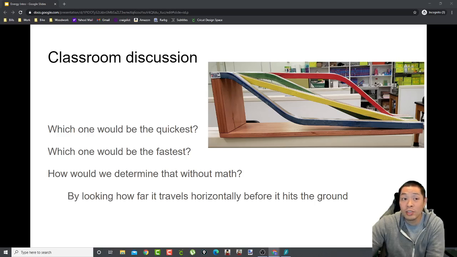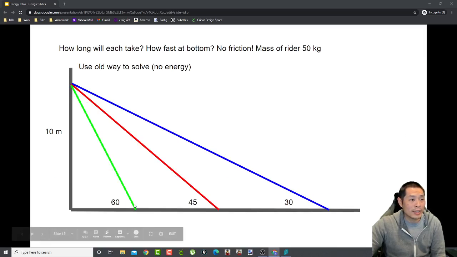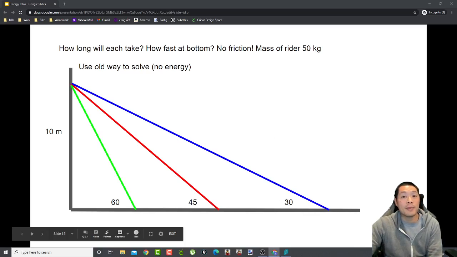So we can actually solve for this if we simplify the problem. So what I did is I just made it into 3. There's no reason to do 4. I made one that's very steep, one that is semi-steep, and one that is the least steep. So we have a 60, 45, and 30 degree angle. And to make life easier, I made them straight. So we're going to solve for each one of these.